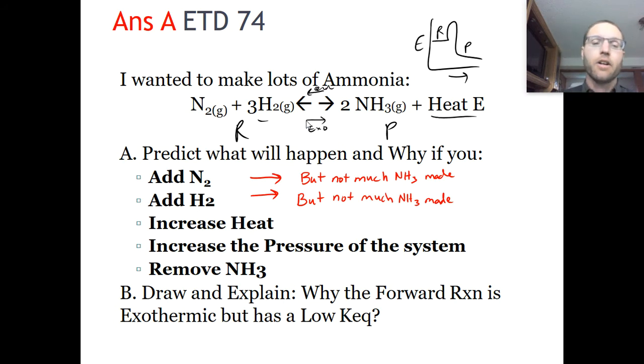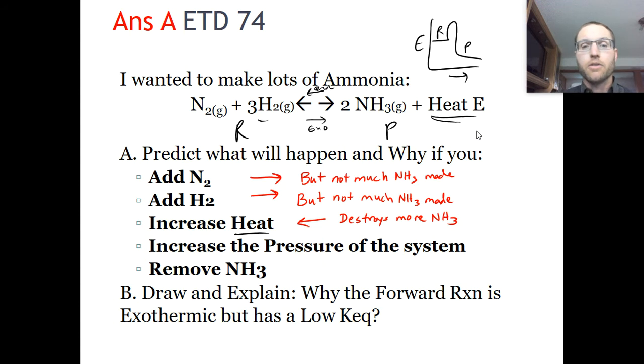Then we're going to try another trick. Let's try increasing the heat. Well, if we think simply, we can think of heat as a product. So if I add product, it should move away from it. So this actually will not make more ammonia for you. This will destroy ammonia. And if we look at this, that means that it's not doing what we want. We want to make ammonia. I want to make lots of ammonia, right?